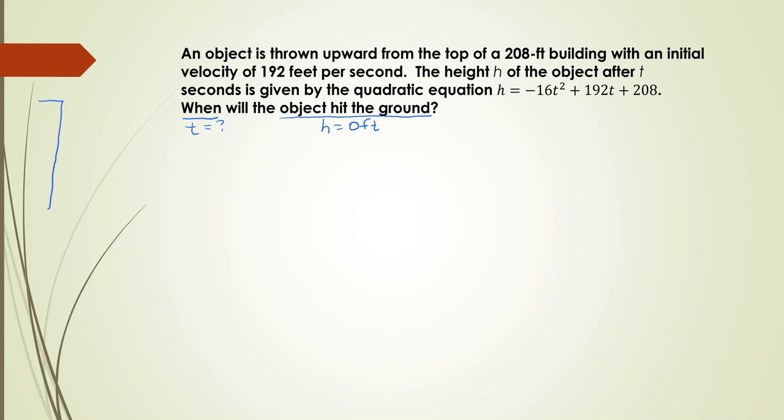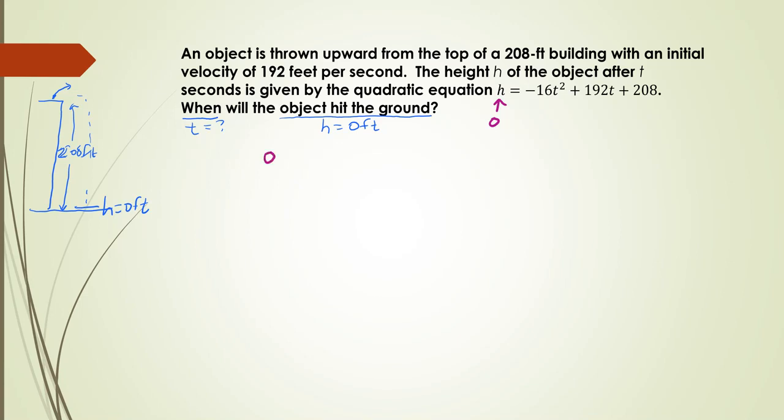We have a building. Here's the ground. Here's the building. The building is 208 feet in height. And this object is being thrown upward, and it's supposed to come down and hit the ground. When it does, that's what we're talking about when we say a height of 0 feet. So it starts off 208 feet high and ends up at 0 feet when it hits the ground. We're going to use this as a hint. If we're talking about being at 0 feet, that means h gets 0 plugged in for it. So that formula they've given us turns into an equation that we'll be able to solve.